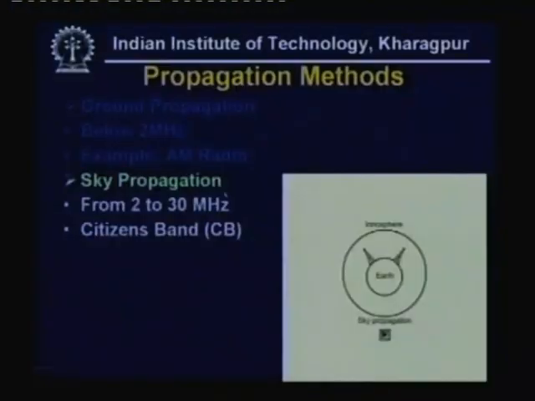For example, we hear Voice of America, radio Peking, and various shortwave signals that come through sky propagation. And the citizens band radio falls in this range. So, sky propagation is very useful for long distance communication with the help of the ionosphere.